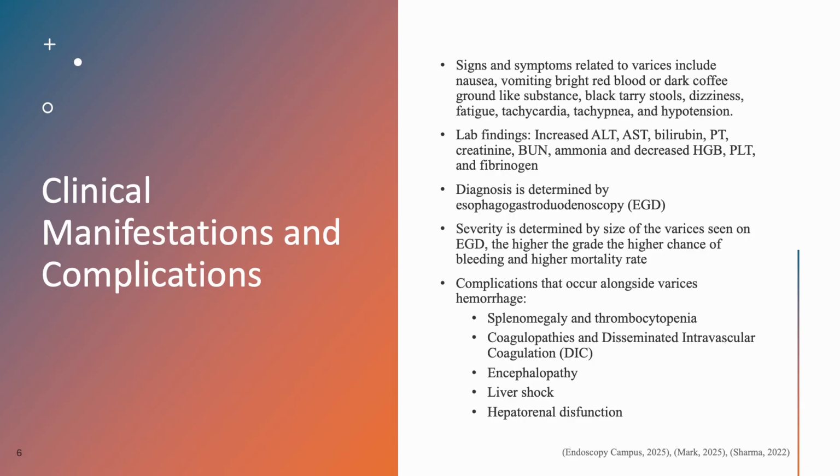The vasodilation and cirrhosis lead to hypotension and the action of the renin system, which causes sodium and water retention and renal vascular constriction. All of this leads to decreased renal perfusion and hepatorenal dysfunction.